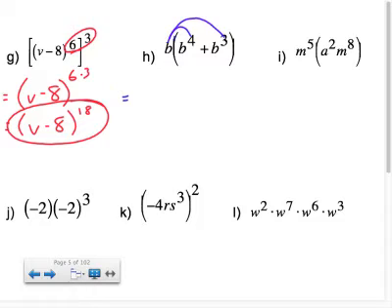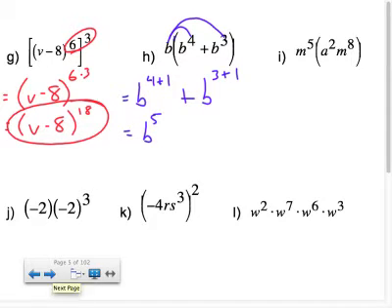And when I do this, this is b to the 1st times b to the 4th, so that's b to the 4 plus 1 plus b to the 3 plus 1. Well, you know what 4 plus 1 is. That's b to the 5th plus b to the 4th, and that's where you stop.